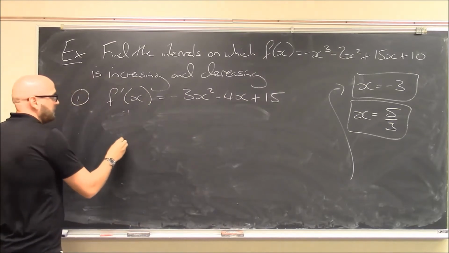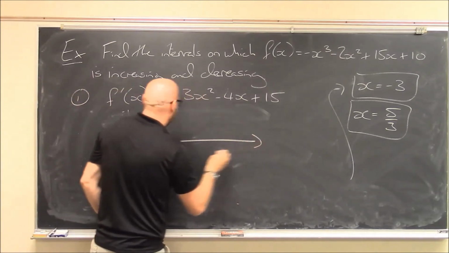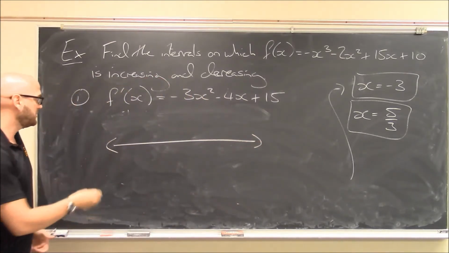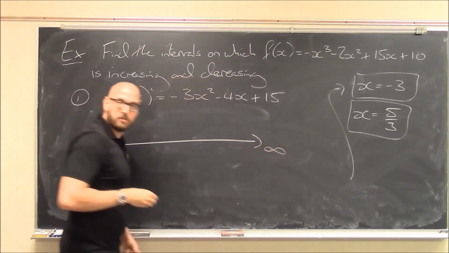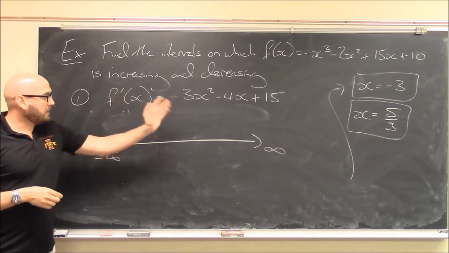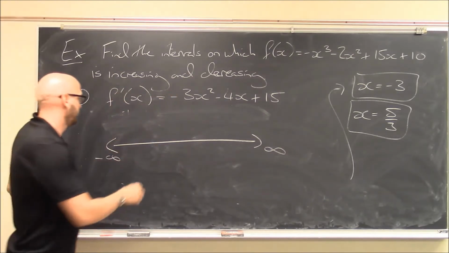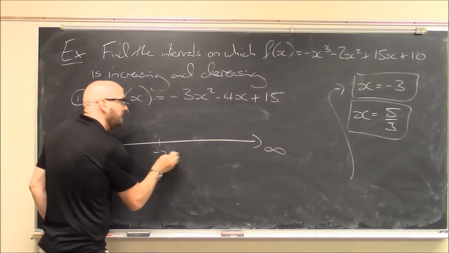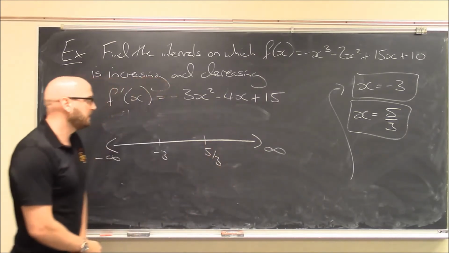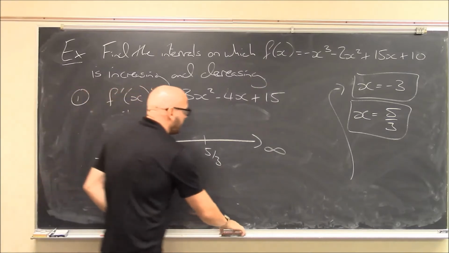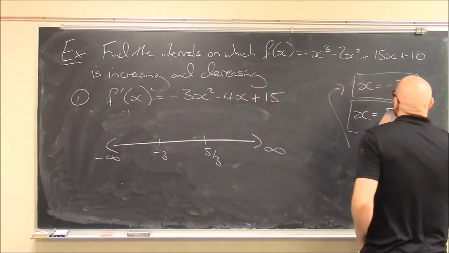So what's the rest of step 1? Well, I take a real number line. Well, actually I take the domain of the function, but in this case it is all real numbers, minus infinity to positive infinity. And I plot down on it my critical points. So critical points minus 3 and 5/3. And now that I've got them plotted, I don't actually need them written over here anymore.